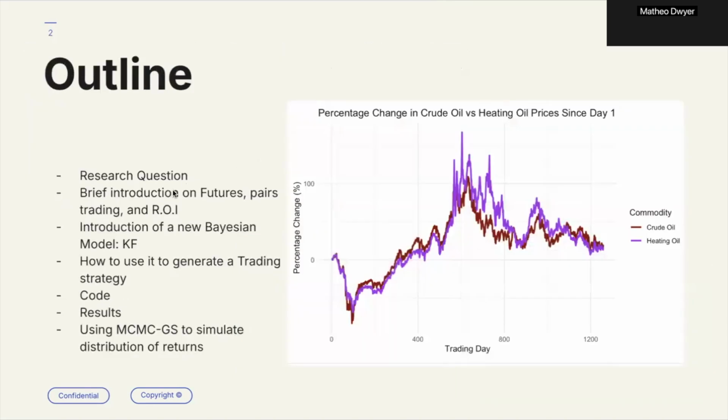So here we have the outline of what I'll be talking about. To the right, you can see the differences in prices between crude and heating oil. And then the line in the middle, which is the difference of the two prices, is called the spread. So I'll be talking about that a lot.